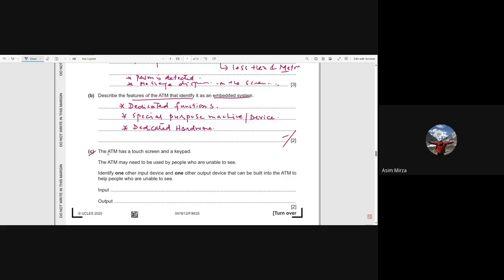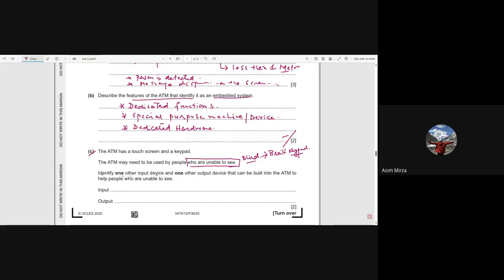Part C. The ATM has a touch screen and a keyboard. Normally, these ATMs have the same things. The ATM may need to be used by people who are unable to see. Say, for example, a user is blind, and we know that for blind persons we have a braille keypad, or if it's a desktop, then a braille keyboard, right?